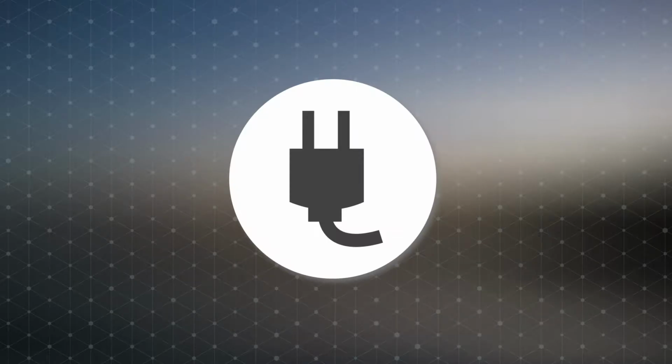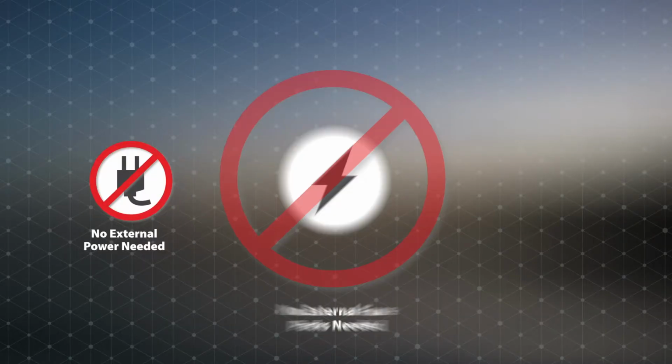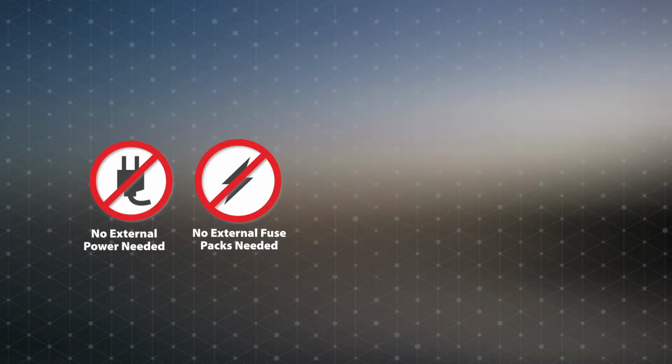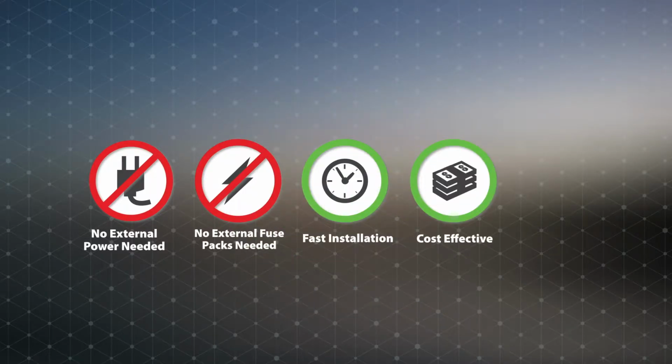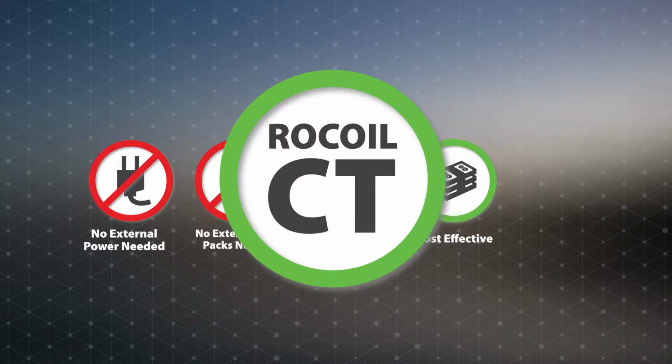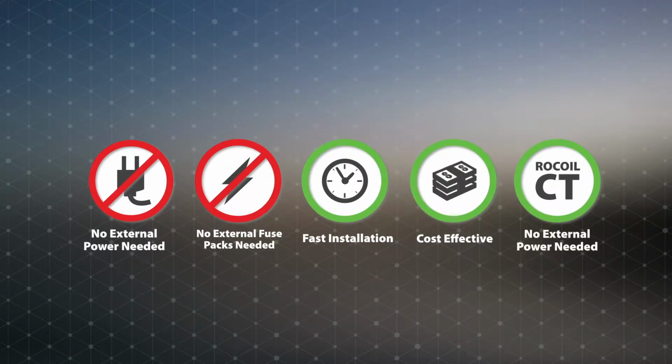None of the meters require any external power. They also don't require any external fuse packs. So not only is it a fast installation process, but it's also a cost-effective installation process. That also holds true for the Rogowski coils. If you're using those with one of the meters, the coils also do not require any external power. So I think you will find that this is going to be one of the easiest lines meter-wise to set up and install in the field.